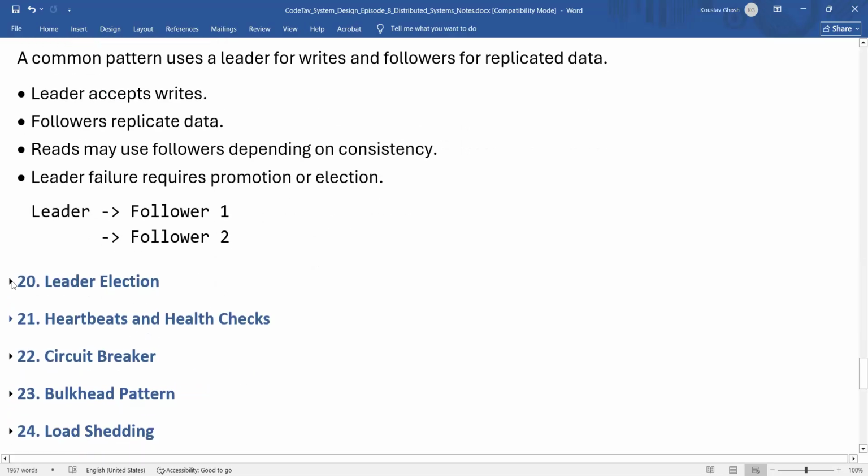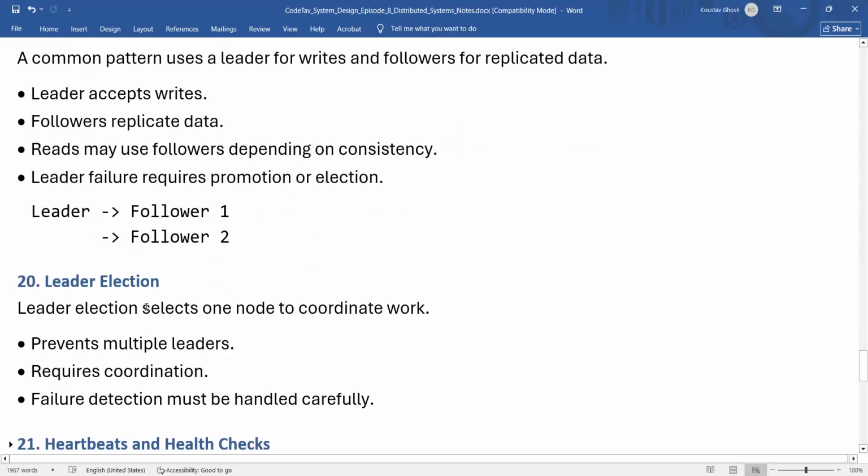Now the leader selection or election. So now suppose the leader crashes. Who becomes the new leader? So this is where leader election comes into the picture. The distributed system needs a mechanism to select another healthy node. Like the new leader can then continue processing operations.